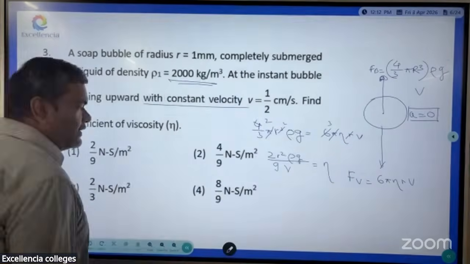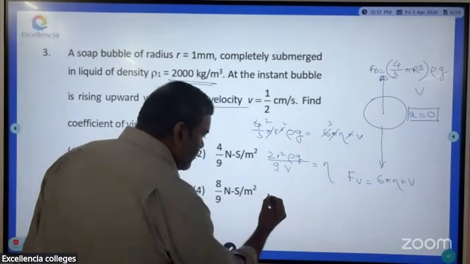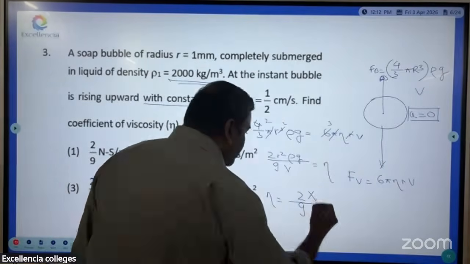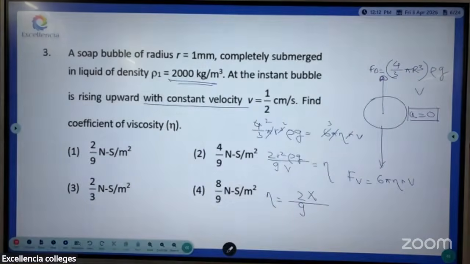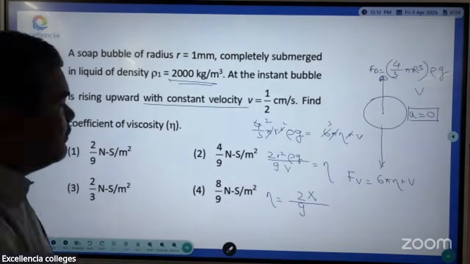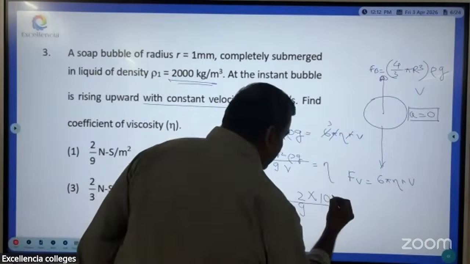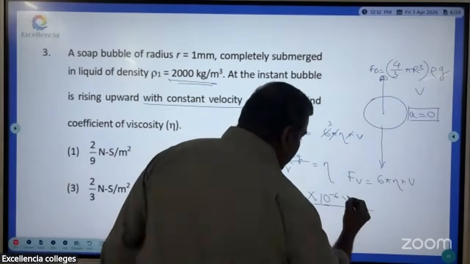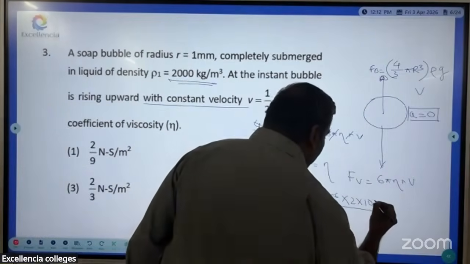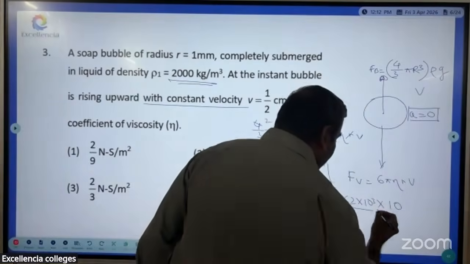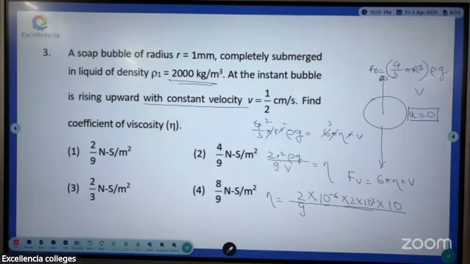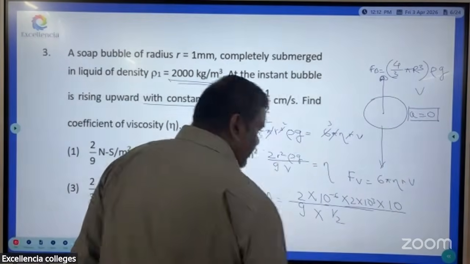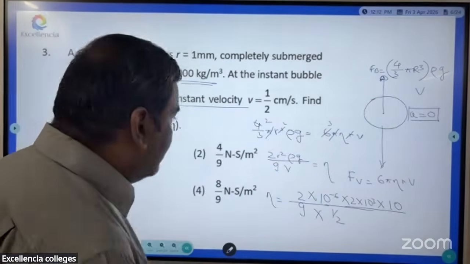Now, in order to check, we have to check which option is correct. So let's check here: 2 by 9 multiplied with r square. The radius is given in the question, 1 mm. So 1 mm is 10 to the power minus 3, squared that's going to become 10 to the power minus 6. Multiplied with density, that's 2 into 10 to the power 3, that's the density given. Into acceleration due to gravity, marked as 10. Divided by the v here. V is going to become half here, and it becomes half here. So check the calculations here.